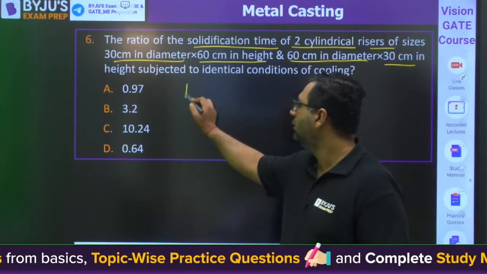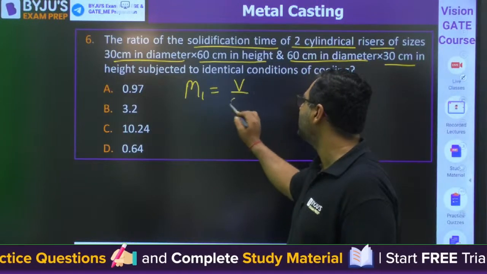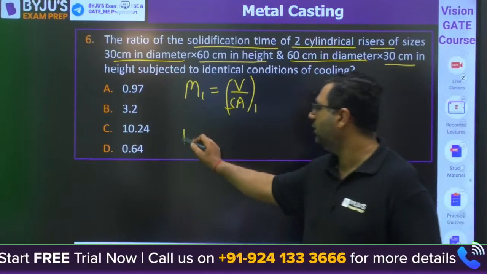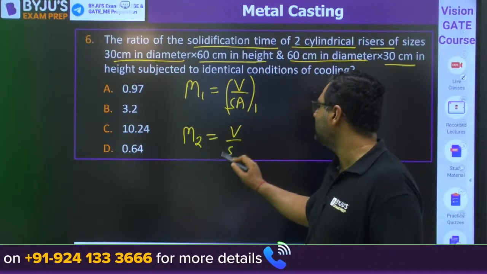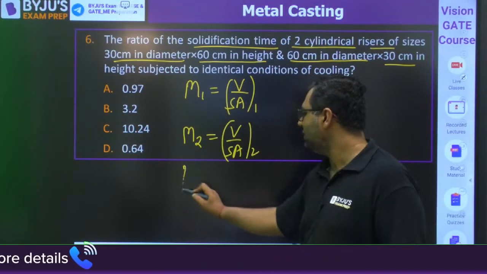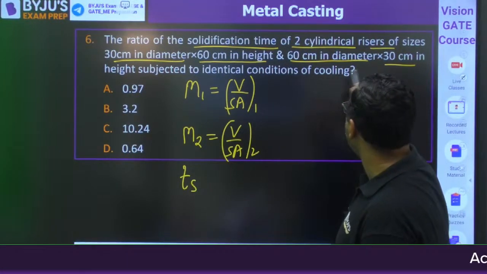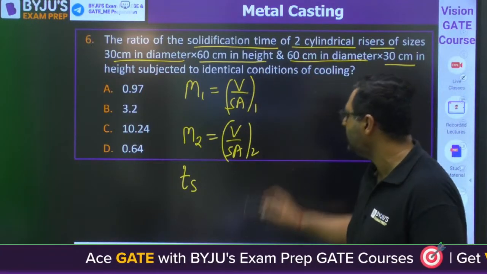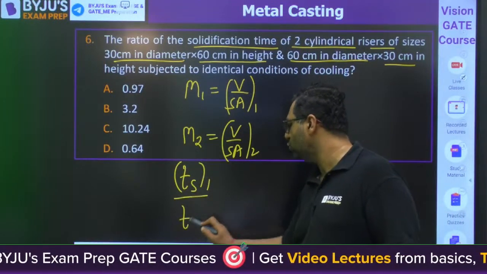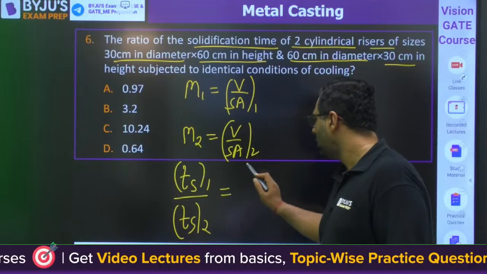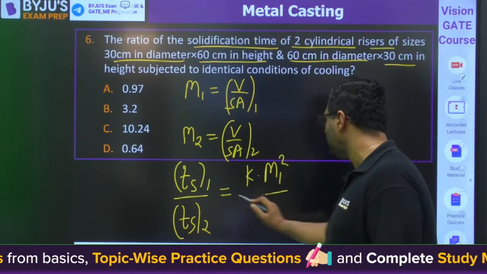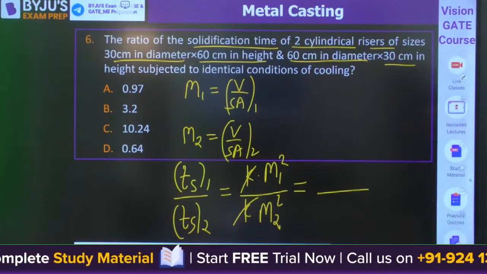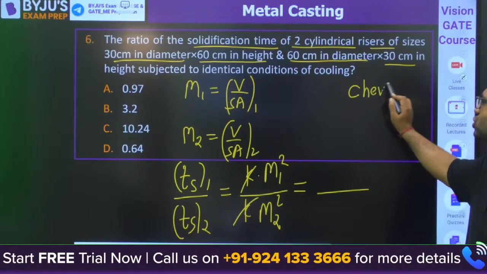You know that modulus of 1 will be volume by surface area of 1. Both are cylindrical. Modulus of 2 is volume by surface area of 2. You need to find out the ratio of solidification time of the two cylinders. So TS1 by TS2 is K times modulus 1 square by K times modulus 2 square. K will get cancelled out, and you will get the answer. Chvorinov's law is the topic from which this question is.